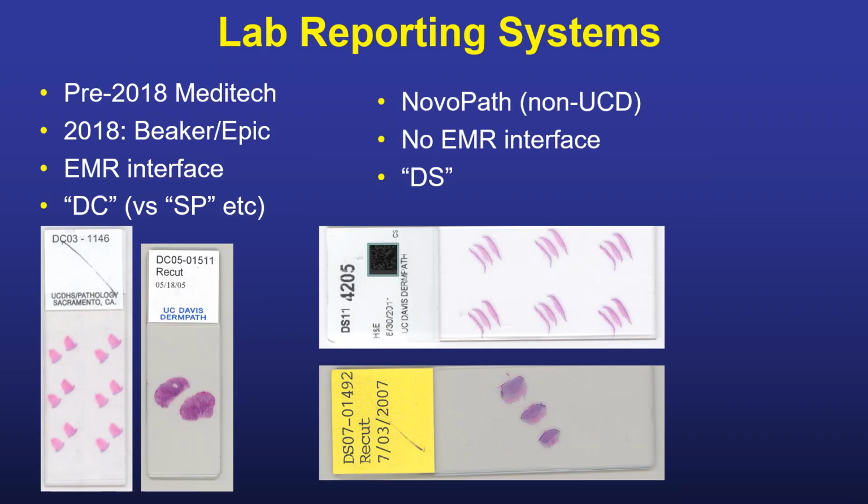Now for these 2 laboratory reporting systems that run in parallel, trainees will essentially only be using the first system, which is the Beaker lab reporting system that is electronically interfaced with the EPIC electronic medical records. And so all specimens submitted by UC Davis providers will be in this system and use a DC accessioning wheel in contrast to the SP accessioning wheel for cases that originate in the hospital pathology laboratory. And for cases submitted by providers outside UC Davis, we use the Novopath system with a DS accessioning system.